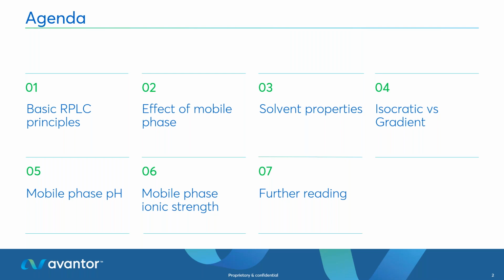And then the final part really is looking at additives and buffers, and specifically at pH, because you've got your organic solvent part of your mobile phase, but also another powerful part of your mobile phase is that additive, that change of pH using a buffer. So we're going to look at those 3 main aspects today.